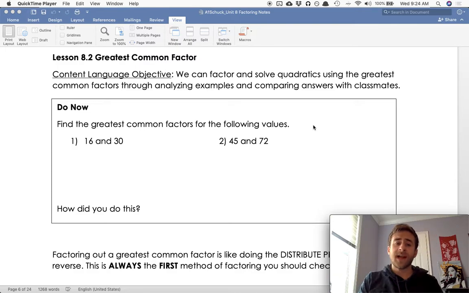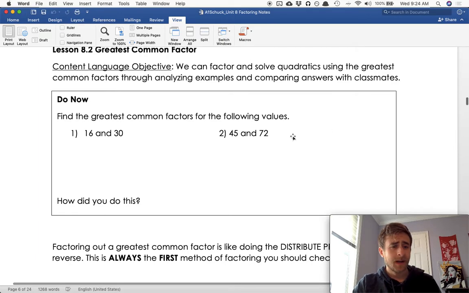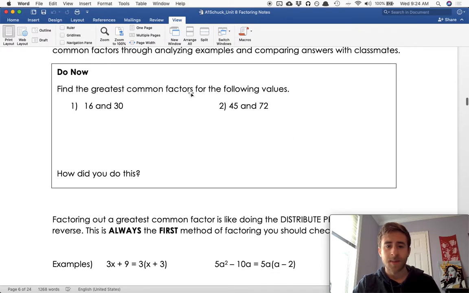So the objective for today is to be able to factor and solve quadratics using the greatest common factors by analyzing examples. I should probably start changing the language on the CLOs, but it's fine. For the do now, it's asking us to find the greatest common factors for the following values, 16 and 30, and then 45 and 72. So try that out. Make your best guess. Maybe grab a calculator and start getting the list of factors.